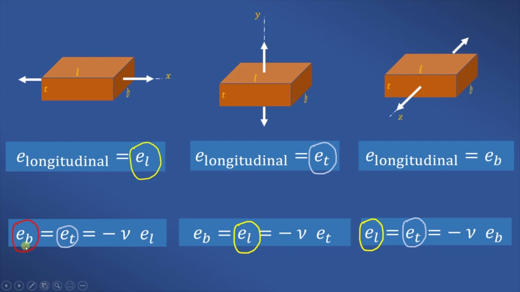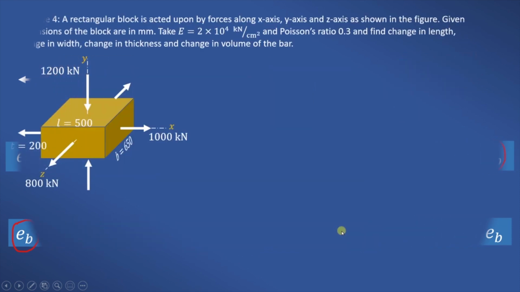Similarly, strain in width due to force along x-axis, strain in width due to force along y-axis, and strain in width due to force along z-axis. If you add these three strains, you will get net strain along width. We'll solve a problem and you will understand it better.